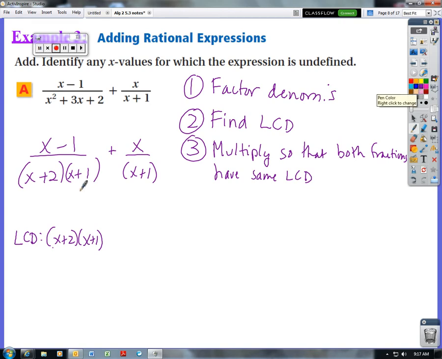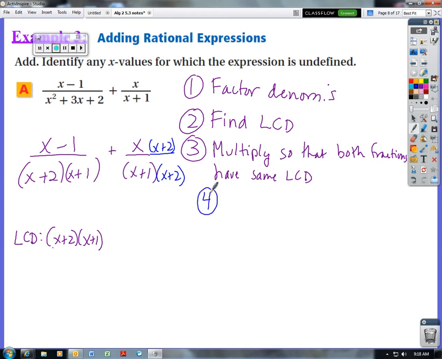Well, fortunately, the one on the left already has the LCD, so we are going to leave it alone. Now, this one on the right needs to have an x plus 2 in its least common denominator. But you can't multiply the bottom without also multiplying the top. So that's a legal move now, because really all I've done is multiplied this whole thing by 1, because x plus 2 over x plus 2 is just 1. So I have not changed the meaning of the problem.